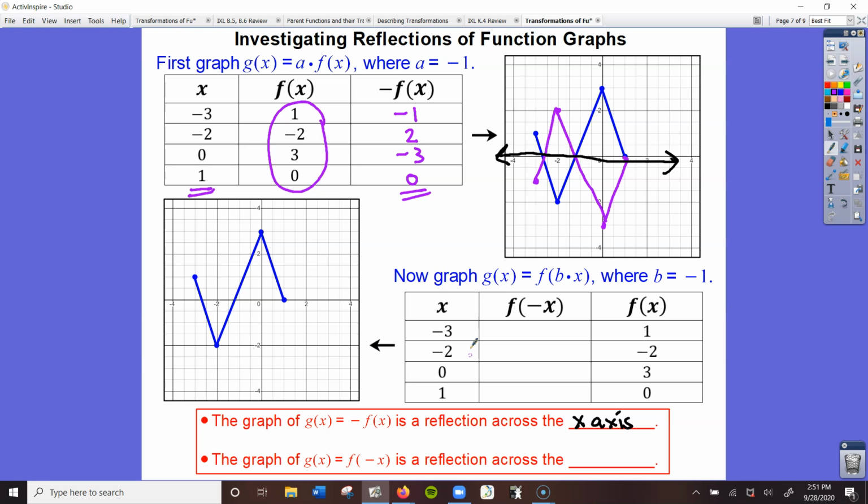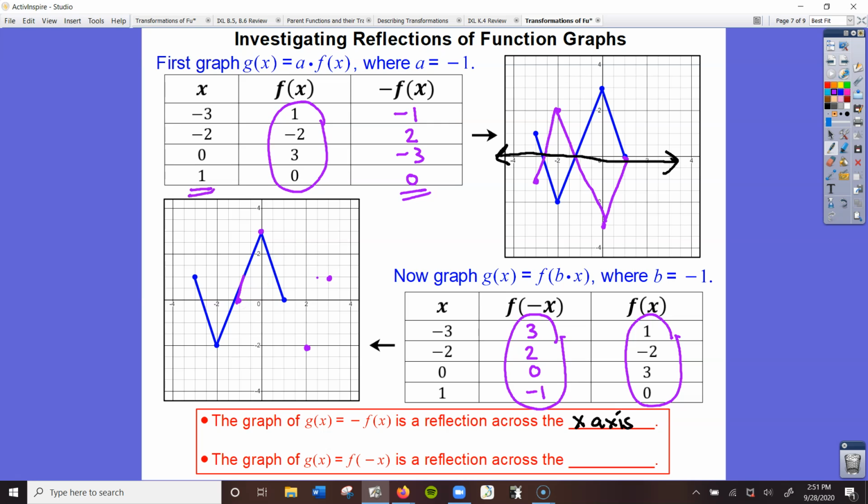So this -3 would become a +3, the -2 becomes a +2, 0 is just 0, and 1 would become a -1. So these are my new x's, and I'm going to graph them with my original y's, and we're going to see what happens. So we have 3, 1, oops, over here. Then 2, -2, 0, 3, and finally -1, 0.